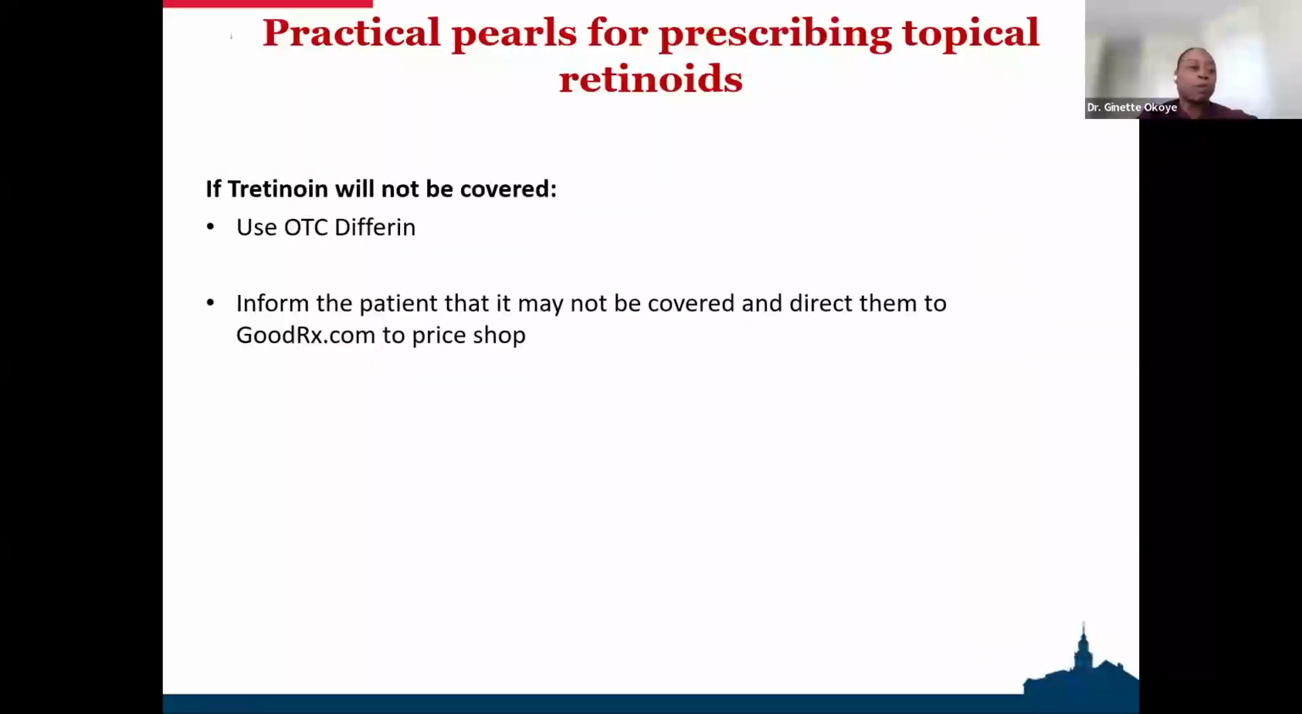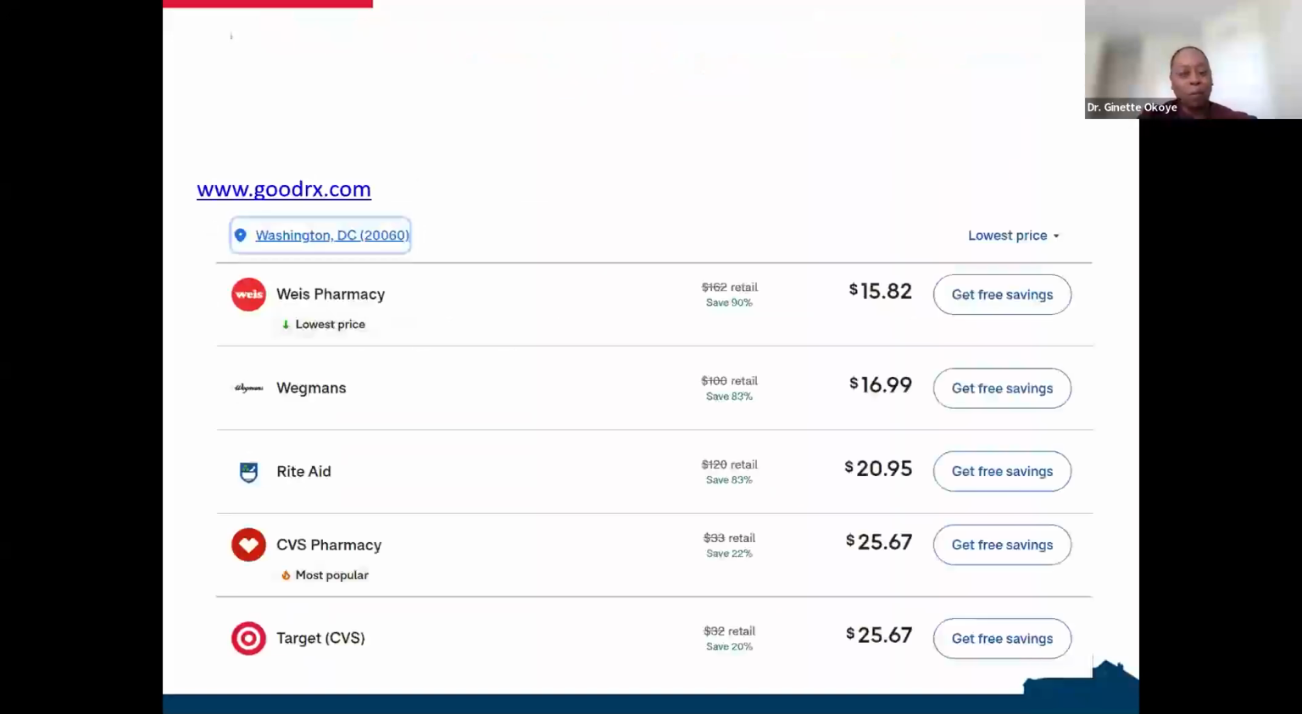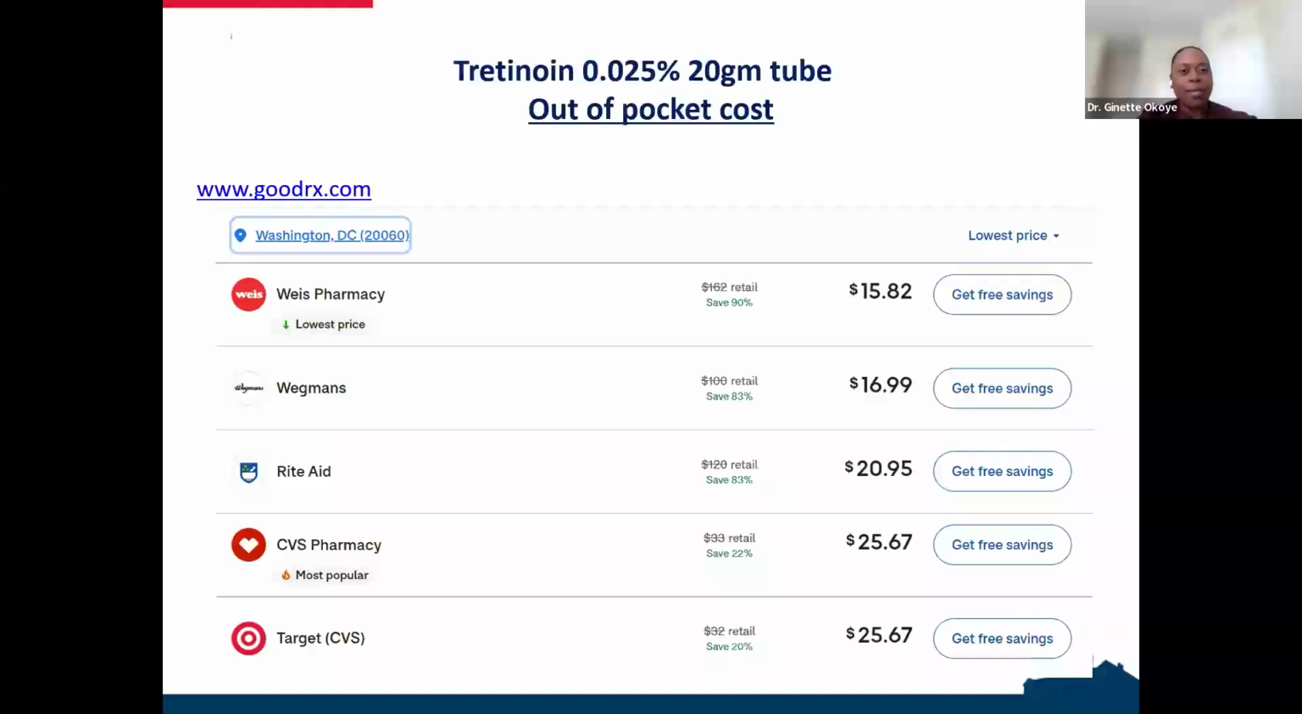Another option, if the patient really doesn't want to do Differin because it's over the counter or they've tried it before, then just go to goodrx.com. It's actually pretty affordable on GoodRx. This is a 20-gram tube. There's a difference here. There's a 45-gram tube, which is double that cost. But a 20-gram tube lasts most of my patients 2 to 3 months. So for $18 on average in DC, they can get medication for 2 to 3 months.